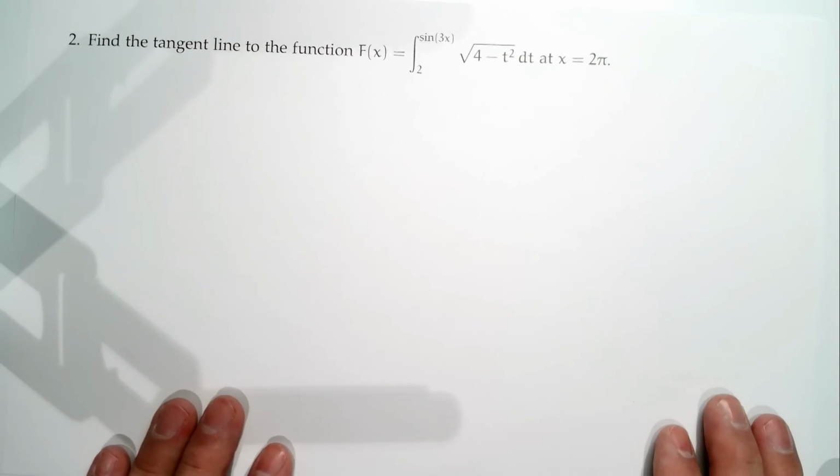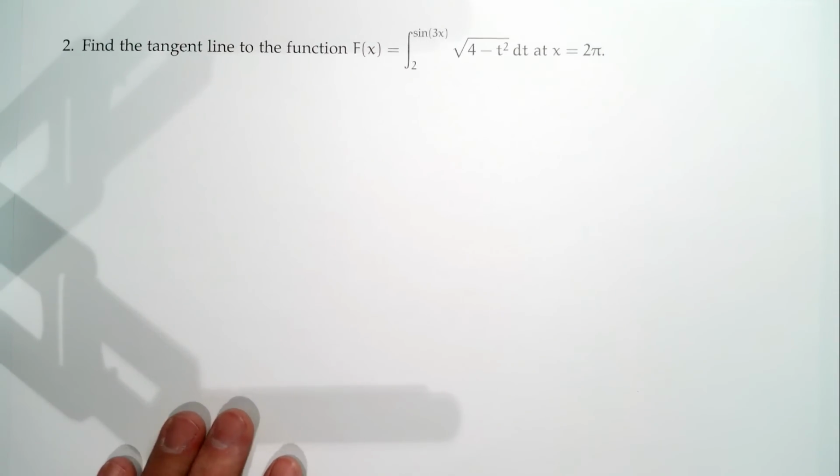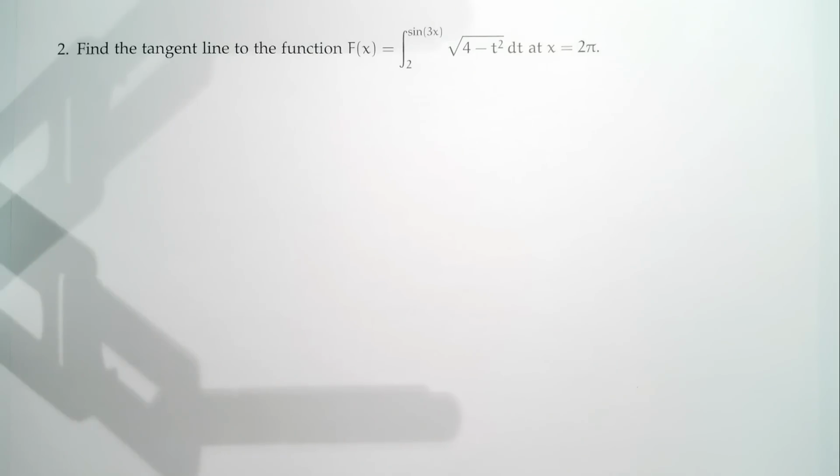Number 2. Find the tangent line to the function f of x, which is the integral from 2 up to sine of 3x of the square root of 4 minus t squared, at x equals 2 pi.